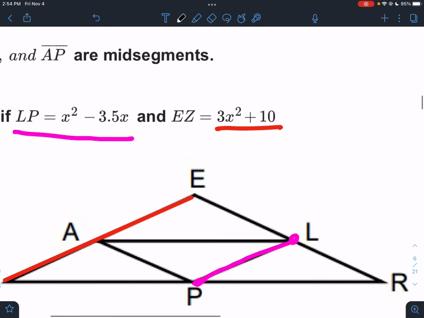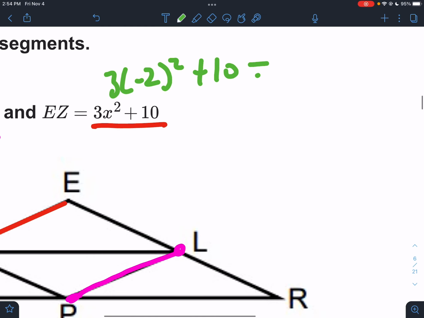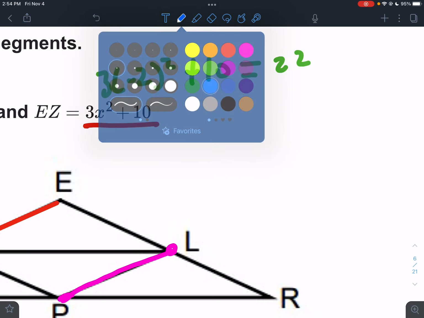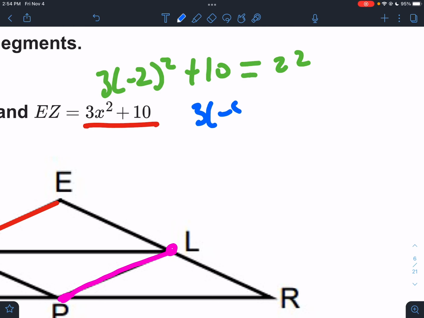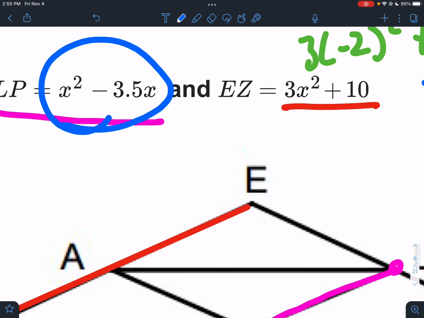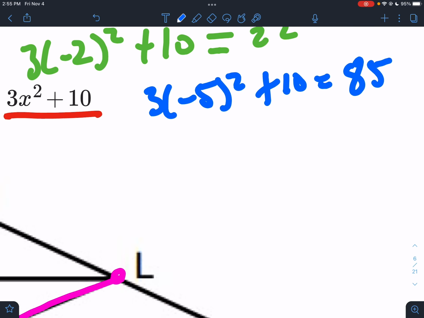So let's go back and plug it in. Well, plug in negative 2. 3 times negative 2 squared plus 10. That's going to be 4 times 3 is 12 plus 10 is 22. Is that an acceptable size? Absolutely. Okay, plug in negative 5. 3 times negative 5 squared plus 10. That's going to be 25 times 3. That's going to be 75 plus 10 is 85. So EZ could be 85 or 22. If I was really concerned on the quiz, I would also plug them in here. Those numbers should come out half. So when you plug it in there, it should be 11, and half of 85 would be 42.5.